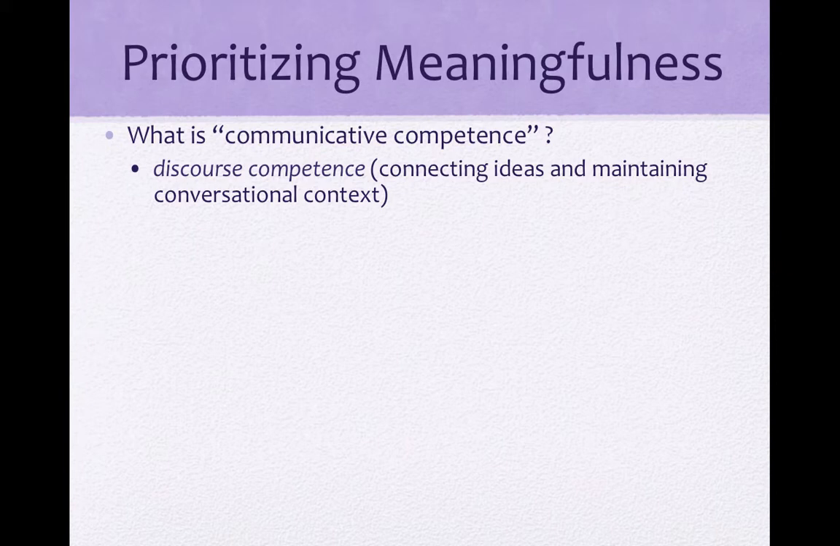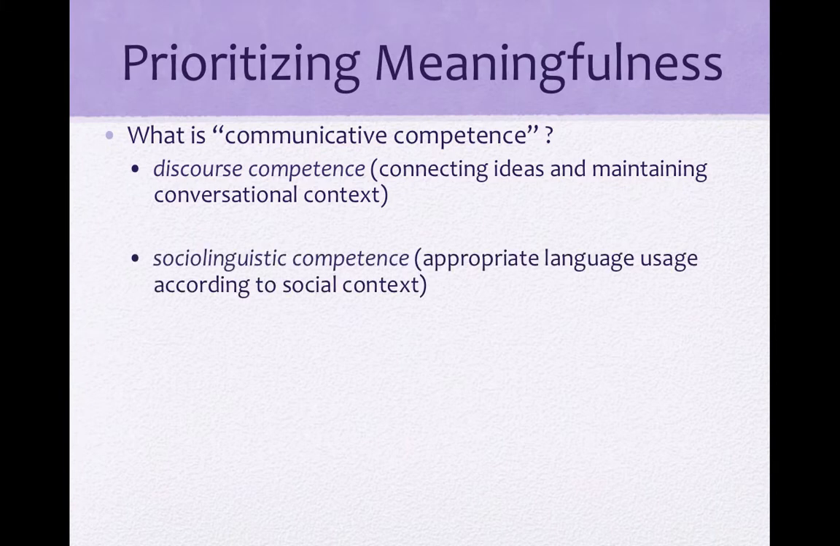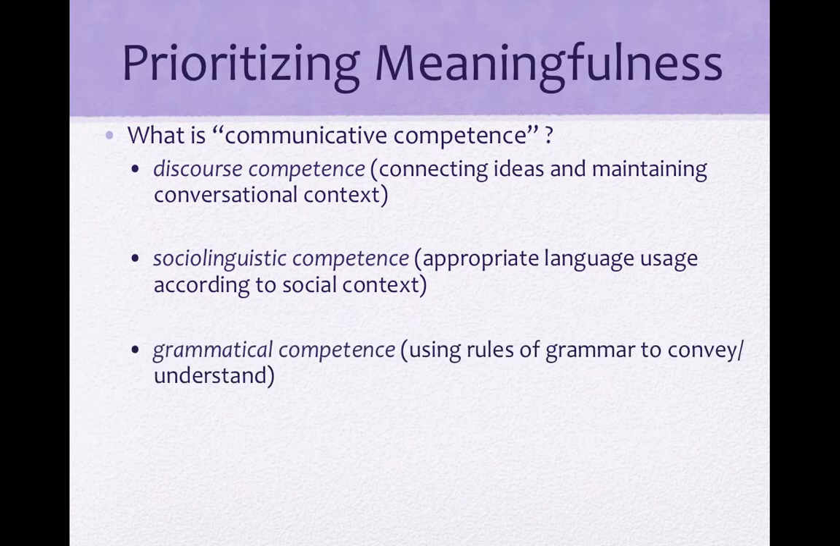So when we talk about communicative competence, what does that mean? There are several elements that come together here. The first one is discourse competence, knowing how to connect ideas and maintaining a conversational context. In other words, being able to maintain a conversation in the target language. Another one would be sociolinguistic competence, or the appropriate language usage according to your social context. And of course, grammatical competence. Again, if you don't have the right grammar to convey your message or to be understood, then it makes it very hard to maintain that communication.